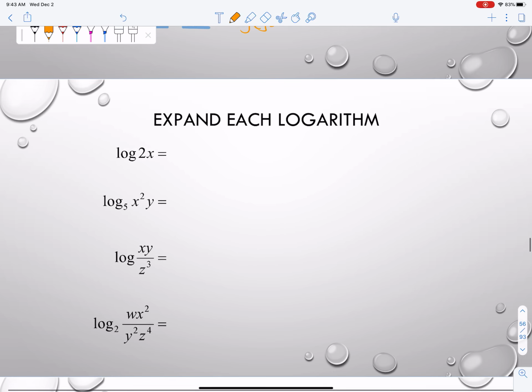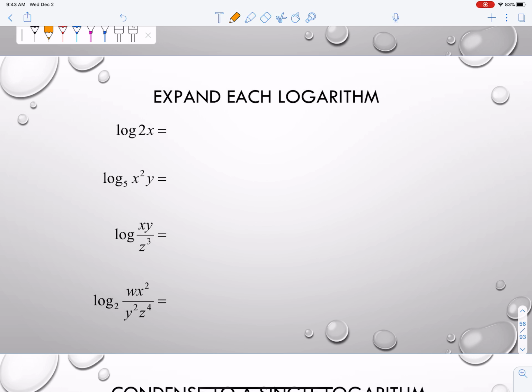All right. If we're expanding, same thing. I want to expand it, and then once I have it expanded, I want to use power rules, if applicable, to bring exponents down in front as coefficients. So the first one, log of 2x, this would be the log of 2 plus log of x. Because it was a product, they were both in the numerator, they split up as positives. Here I have log base 5 of x squared y, right? So here it should be log base 5 of x squared plus log base 5 of y.